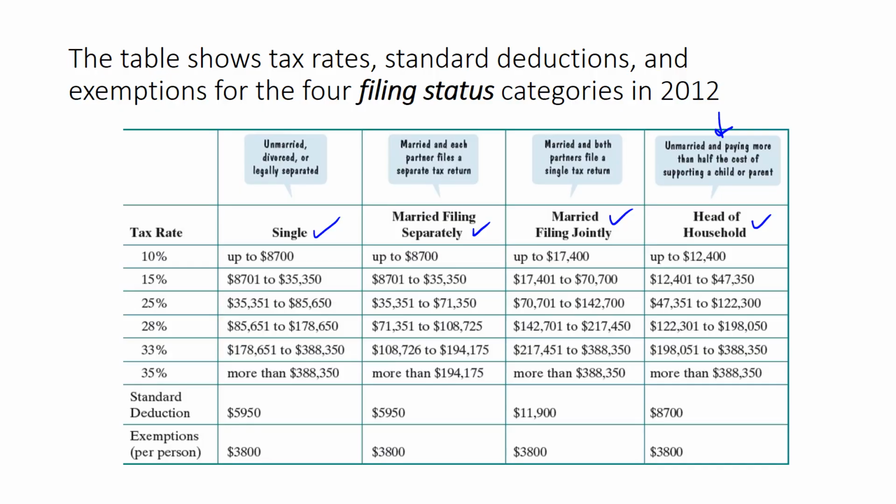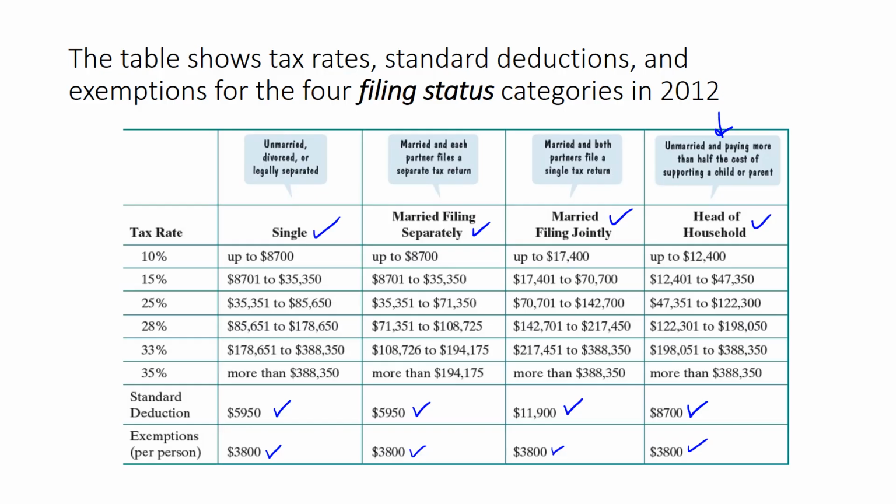For each case, for unmarried or married filing separately, the standard deduction is $5,950. Again, we will have to decide if the itemized deduction is more or less than that amount, which is different for married or unmarried as head of household. And you can see that the personal exemptions per person, right, is $3,800, right, per person.